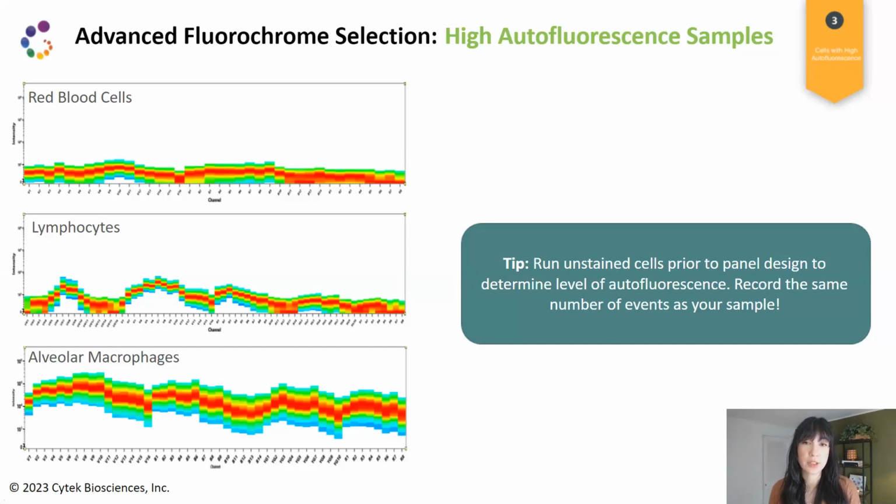So we do need to pay attention to how we design our panel if we are in this high autofluorescence situation. And another note, if you are going to run your unstained cells prior to doing any panel design, I would certainly recommend that you record a ton of events. So if you're planning on running 200,000 events in your final sample, your multicolor sample, run about that many in your unstained to make sure that you can fully assess all of the autofluorescence in your sample and there aren't any rare populations that will surprise you later.